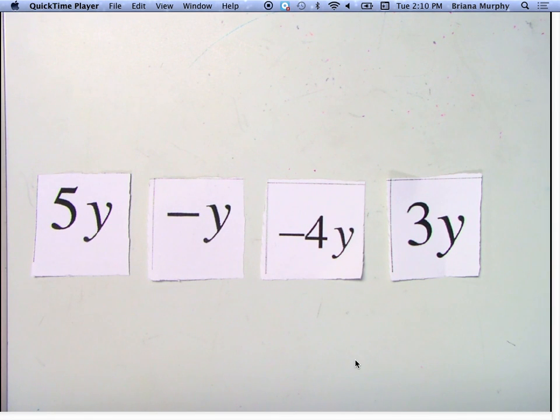Negative y, negative 4y, and 3y. Why? Because they all have a y. Okay, next.